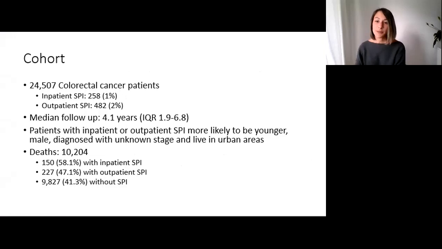So our final cohort consisted of about 24,000 colorectal patients. 1% had an inpatient psychiatric illness and 2% had an outpatient. Median follow-up time was 4 years. Patients with an inpatient or outpatient severe psychiatric illness were more likely to be younger, male, and diagnosed with unknown stage, as well as live in urban areas. And there were about 10,000 deaths in the cohort, and increasing deaths with increasing severity of psychiatric illness.